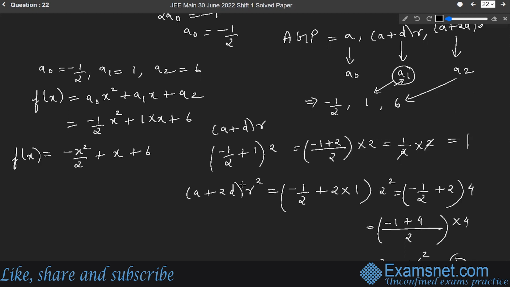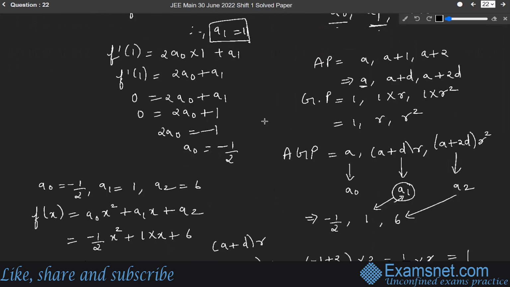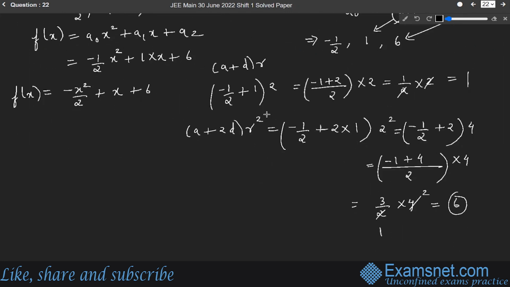So now what we can do is we can easily find f of 4 since we have the value of f of x. F of 4 means in the place of x we have to put 4, right? So let us put it: minus of x square, that is 4 square, by 2 plus x. What is x here? 4 plus 6. So it will be minus of 4 square, which is 16, by 2 plus 4 plus 6.